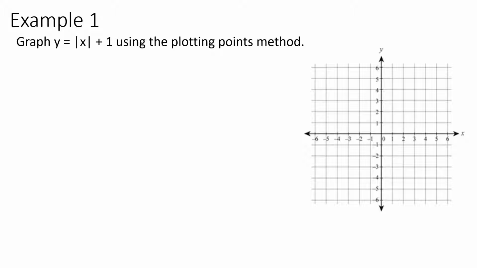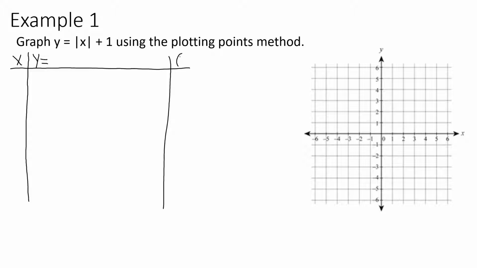Example 1. Graph y equals the absolute value of x plus 1 using the plotting points method. To begin, we start with a table with 3 columns. The first column is titled x, the second column is y equals, and then the third column is the ordered pair x comma y. And since y equals the absolute value of x plus 1, I'm going to further fill in the second column heading with y equals the absolute value of x plus 1.